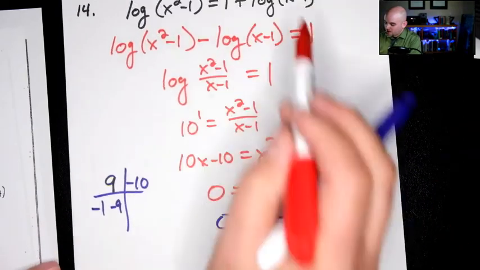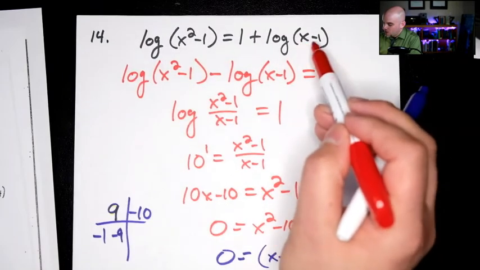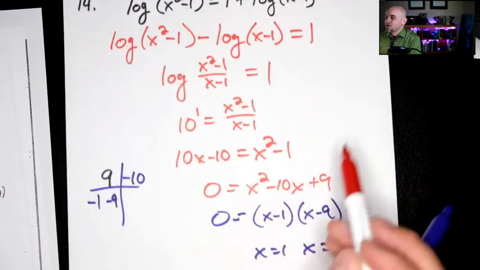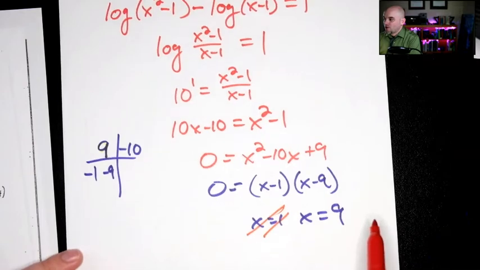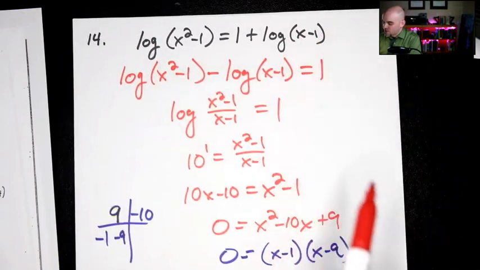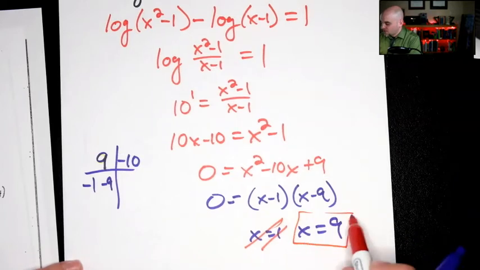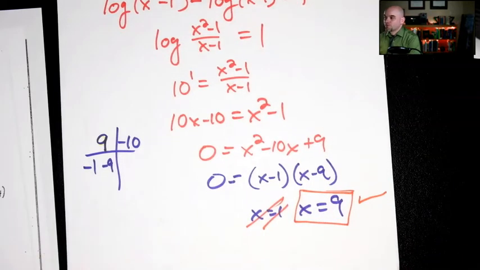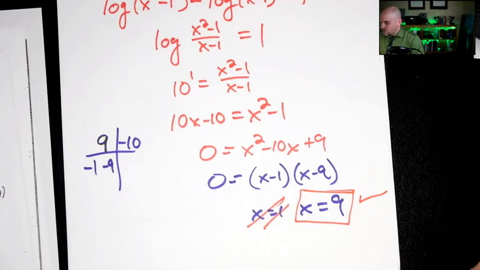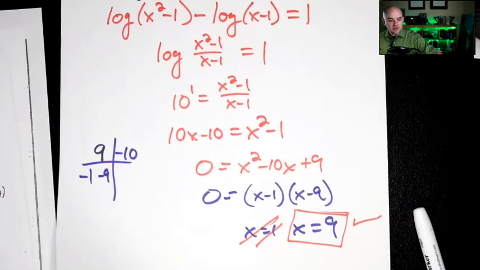Don't forget, go back and check it out. 1 minus 1 right there is 0. So that throws out that one. Put in a 9. 9 minus 1, that's okay. 81 minus 1, that's okay. X equals 9 is my solution here. Okay? Always go back and check. Hopefully, if you've done all these problems with me, you're sick of me saying that, and you will never, ever forget to go back and check.